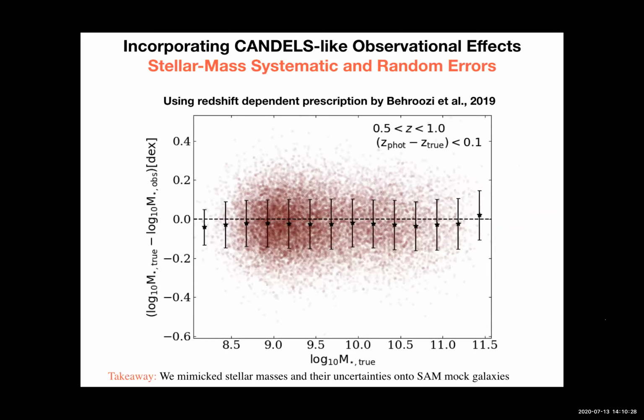Similarly, I'm also incorporating stellar mass systematic and random uncertainties using a lognormal Gaussian distribution prescription by Peter Behroozi in 2019. In this plot, I'm showing the difference between the true stellar masses versus the observed stellar masses that we assign based on resampling the PDF centered around the true value and the error prescribed by Behroozi et al. Basically, I want to visualize that we are mimicking the stellar mass systematic and random uncertainties for our SAM's galaxies.